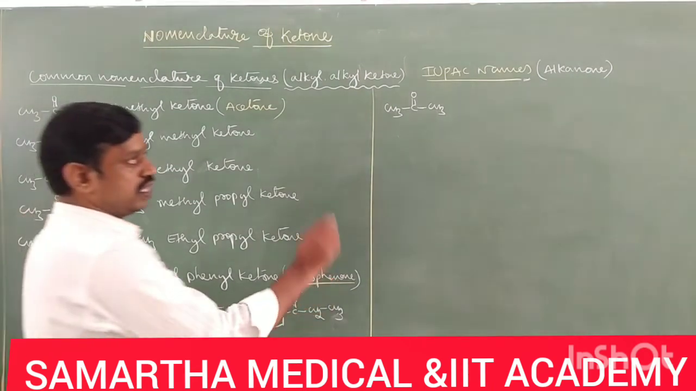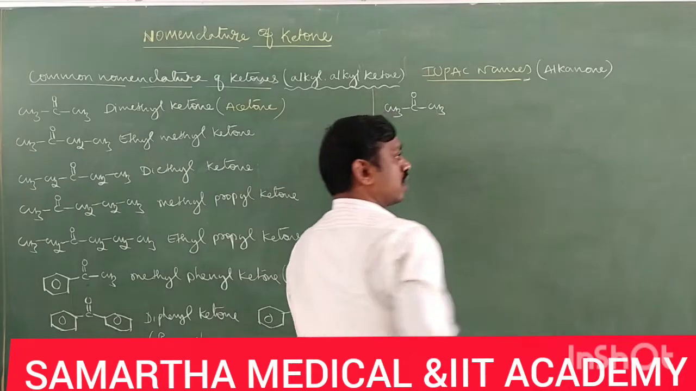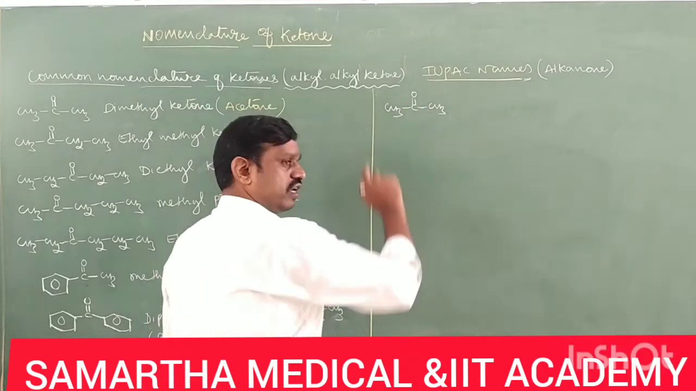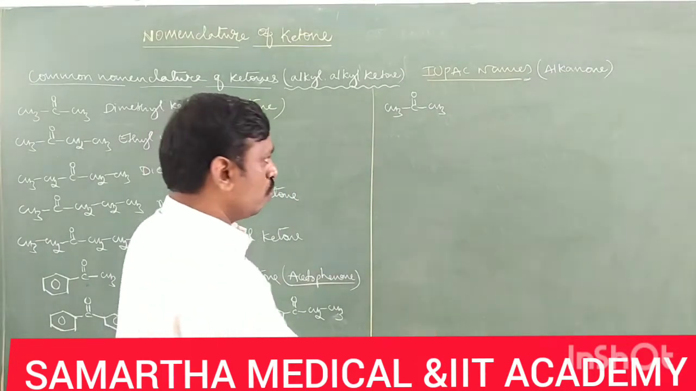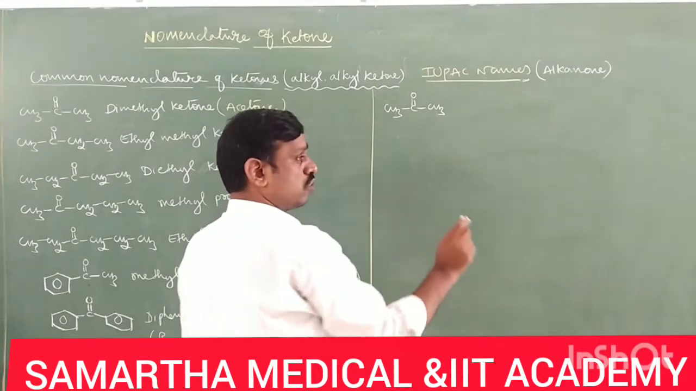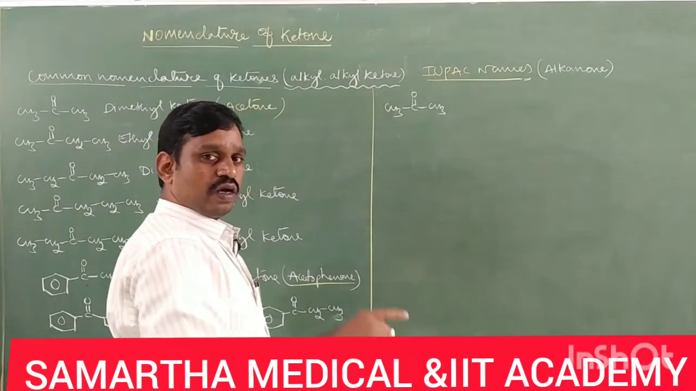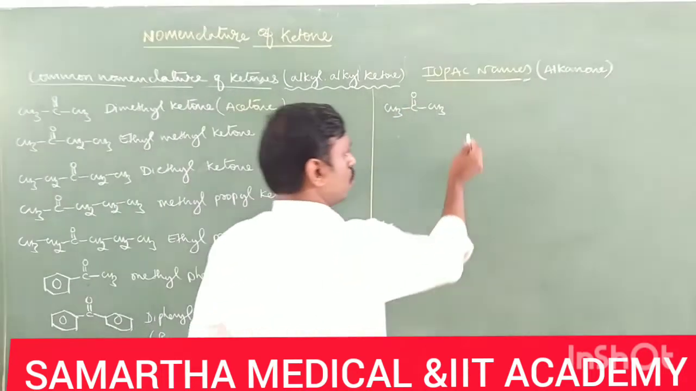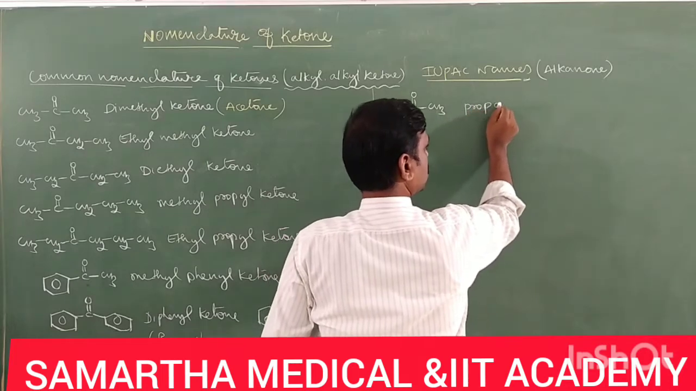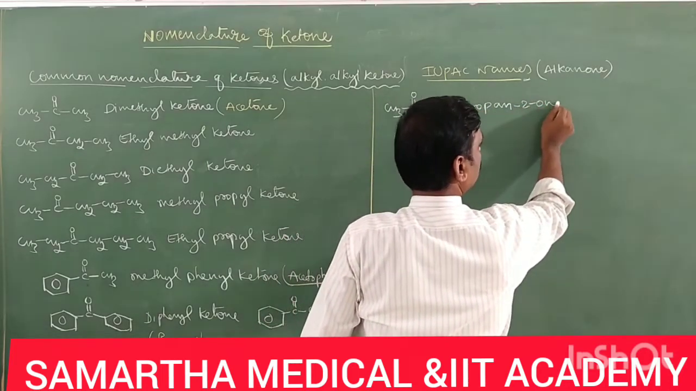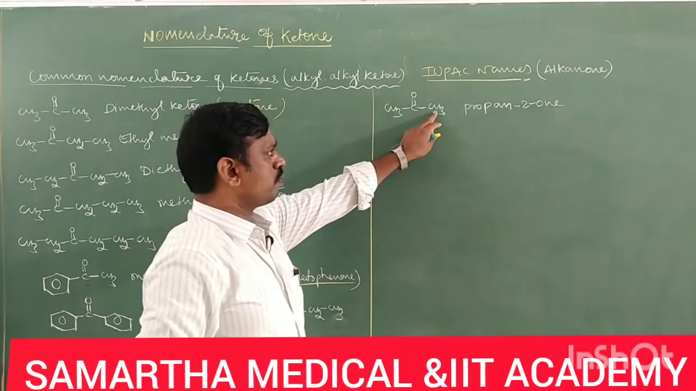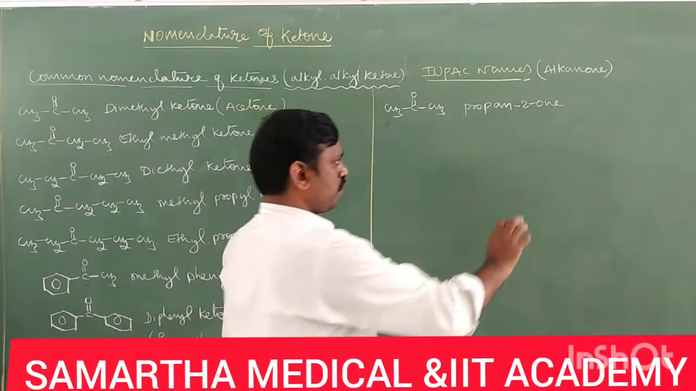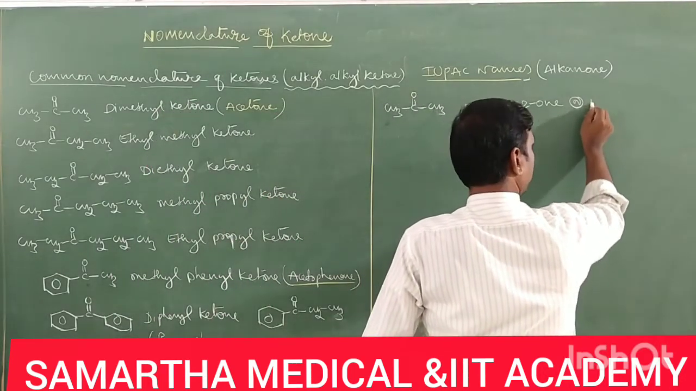Then what is the IUPAC name? The IUPAC name should be in this format: alkane plus one. Count the carbons: 1, 2, 3. There are 3 carbons, therefore it is propane and one, propanone. The ketone is on which carbon? 1, 2. Therefore propane-2-one. But can you write propane-1-one or propane-3-one? Not possible. Therefore it is commonly called propanone.